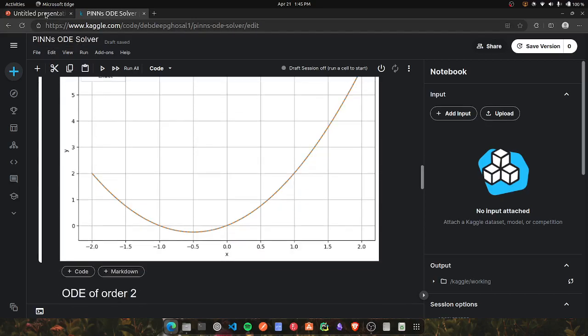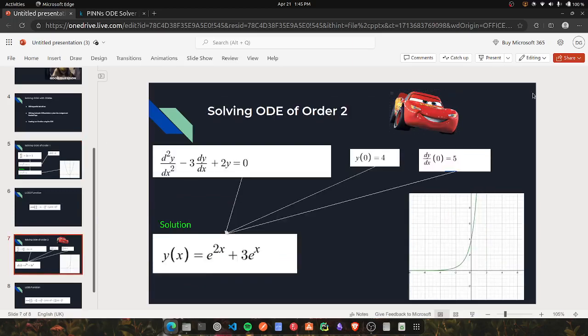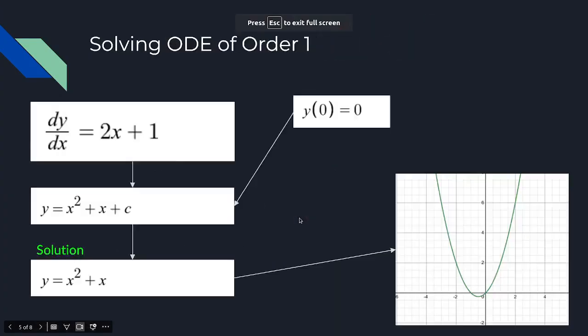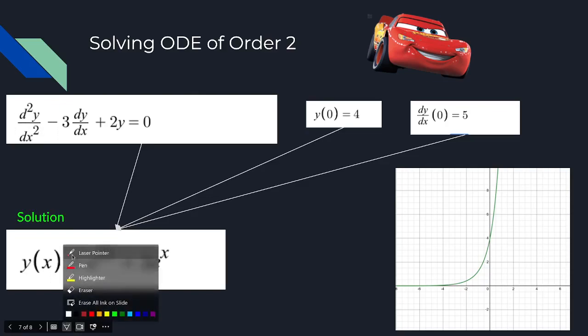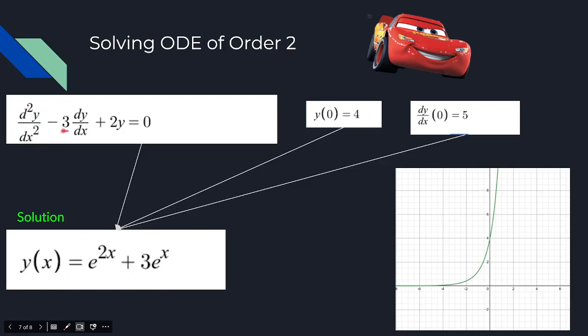All right, so now let's go and do something more. So yeah, we'll be solving ordinary differential equations of order 2. So this is the equation that we will be solving: d square y by dx square minus 3 dy dx plus 2y equals 0, and these are the conditions we have: y0 equals 4 and dy dx at 0 equals 5. So now if we solve it using conventional methods, you should get a solution something like this, and plotting it in Desmos gives us a graph like this. So if our model also learns well, it should give us a graph like this.